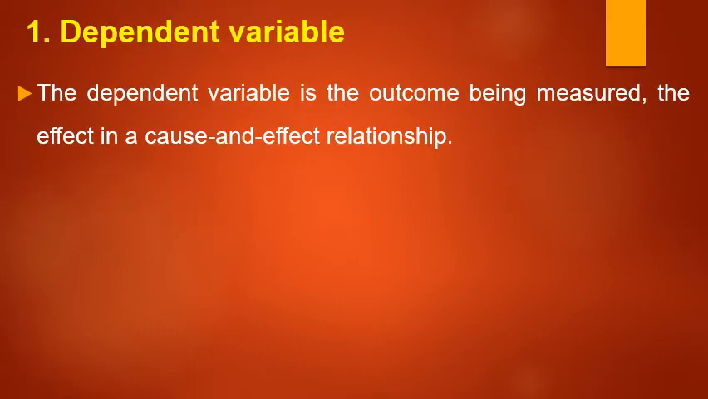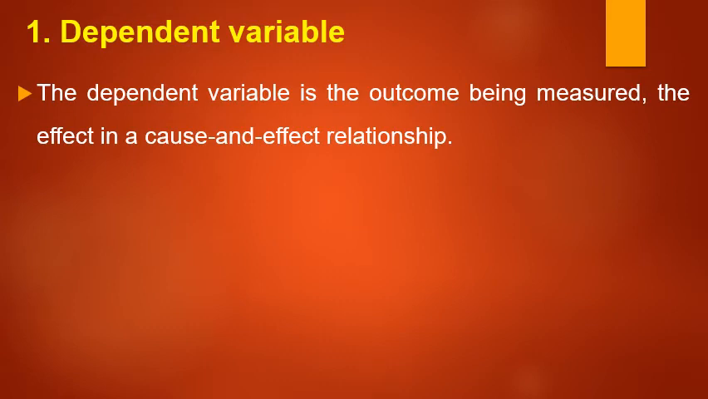Dependent variable. Dependent variable is the outcome being measured, the effect in a cause and effect relationship. The common example, if I want to say, is that smoking causes lung cancer. Here, smoking is the independent variable and lung cancer is the dependent variable. So lung cancer depends on the smoking factor. Here we have two things: the independent variable and the dependent variable. Dependent variable is the outcome. Lung cancer is the outcome. If the person is smoking continuously, definitely it will end up with lung cancer, right?